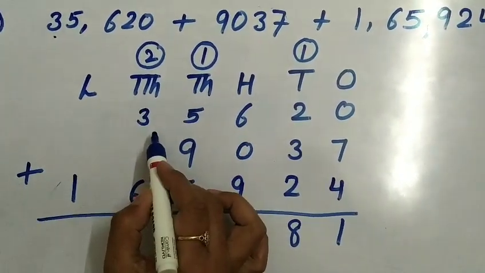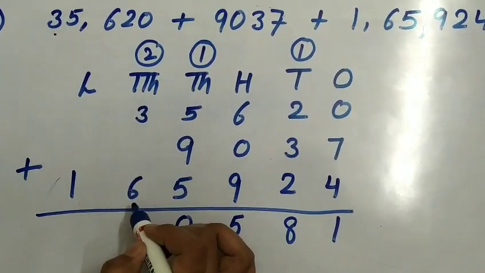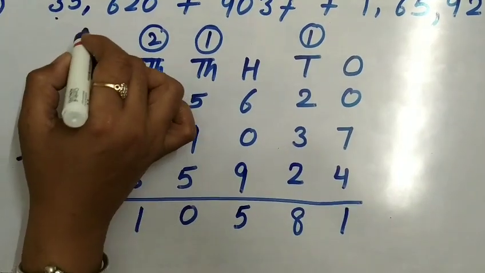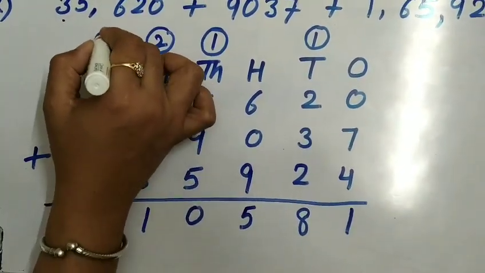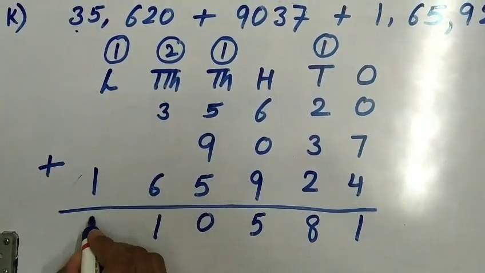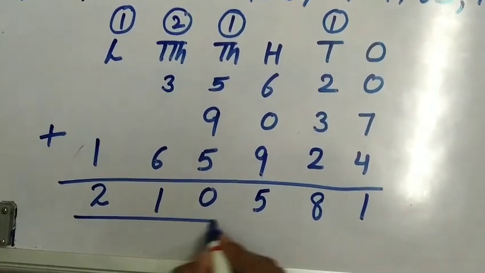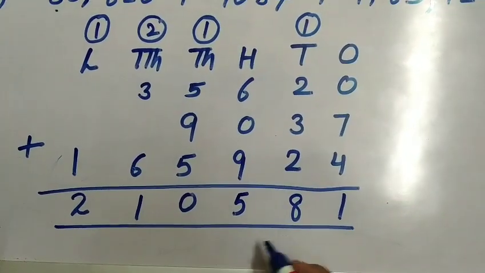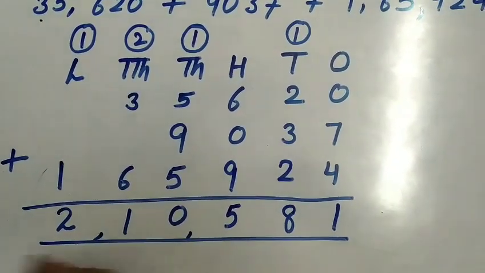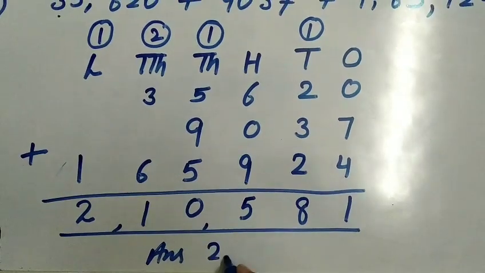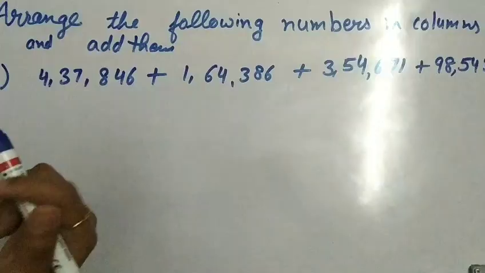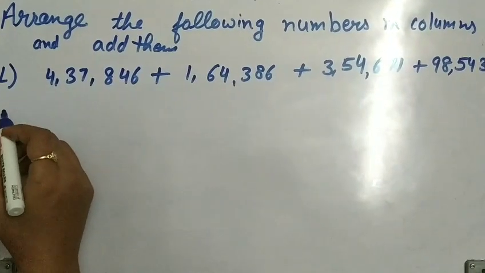2 and 3, 5, 5 and 6, 11. We will write here 1 and 1 carry over to the lakh place. 1 and 1, 2. See, this is your answer. Then the answer is ones, tens, 100. The answer is 2,10,581. Let's discuss the L part.